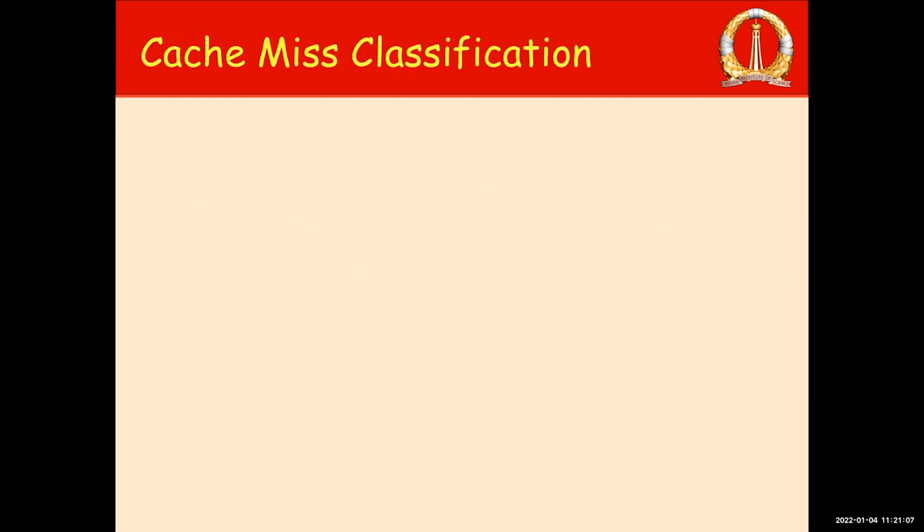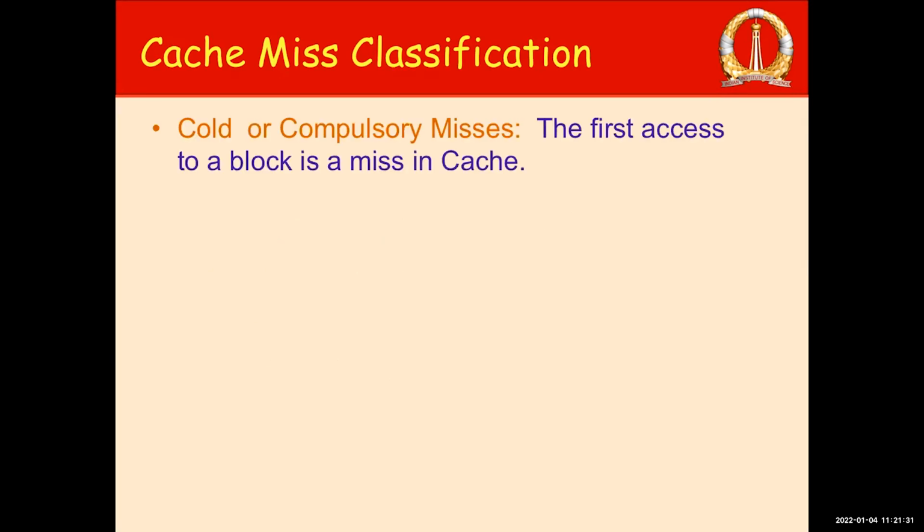Now, in order for us to understand the performance of the caches, let's look at the different types of misses that could happen in a cache. Since the data is initially in the memory and has to be brought into the cache the first time it is being accessed, the first access is always going to be a miss, and this miss is what is called the cold miss or the compulsory miss.